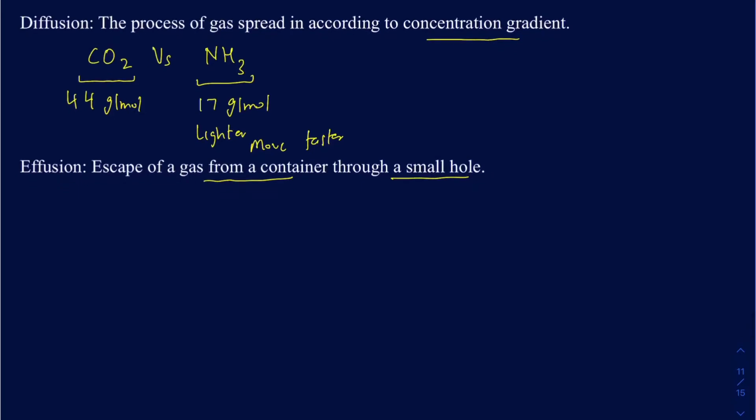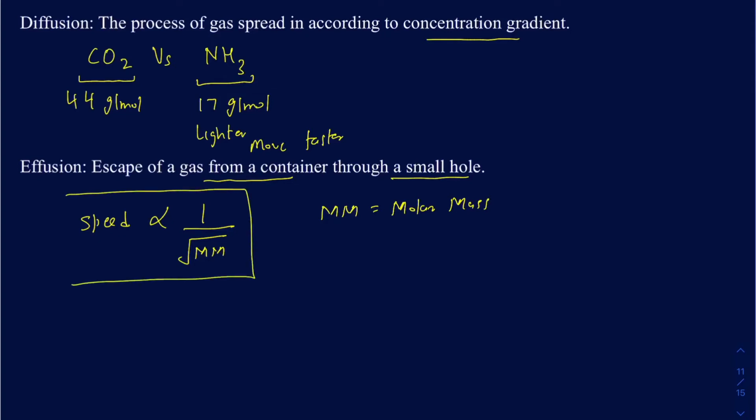So let's put this into perspective with an equation. For a gas, the speed of the gas is inversely related to the molar mass. I'll just write down mm, which means the molar mass. If a gas is lighter, it moves faster. If the gas is heavier, it moves slower. So that's what this inverse relation really means.